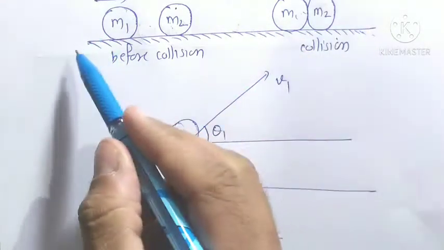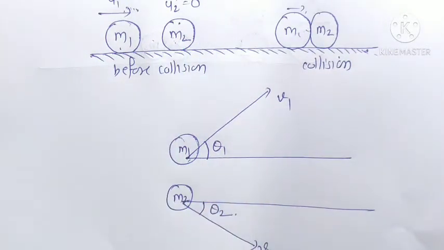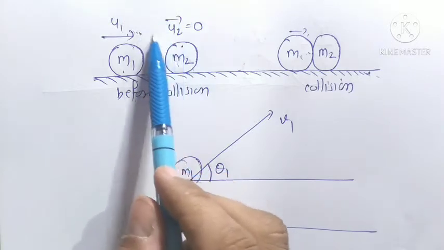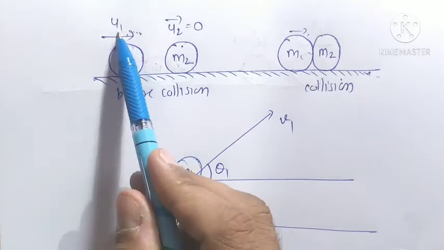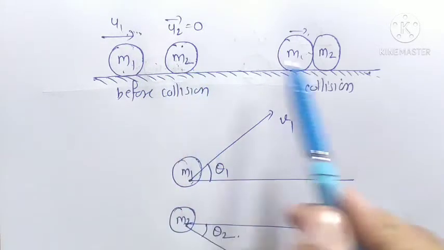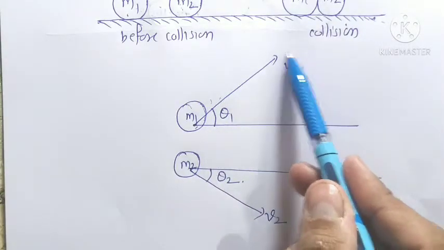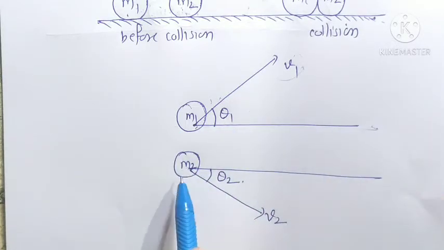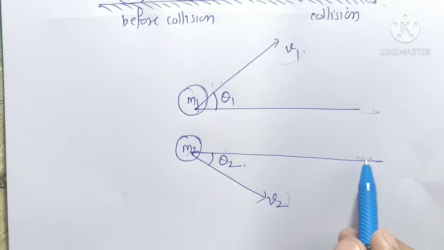Firstly, we take a horizontal surface and two bodies, the first body having mass m1 and the second body having mass m2. The first body moves with velocity u1 and the second body is at rest, so u2 is equal to 0. I mean the initial velocity of this body is 0. When the first body moving with velocity u1 collides with the second body at rest, collision happens. After collision, the first body moves with velocity v1 making an angle theta1 with the horizontal surface, and the second body moves with velocity v2 making an angle theta2 with the horizontal surface. Now we have to find these velocities v1 and v2.